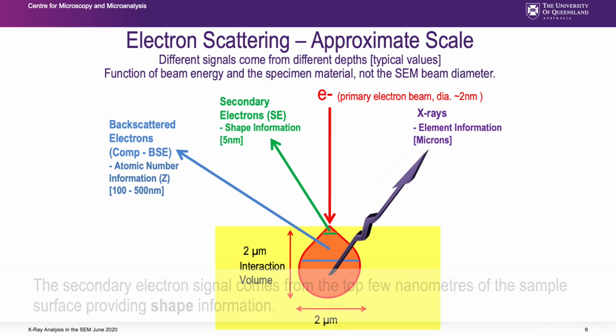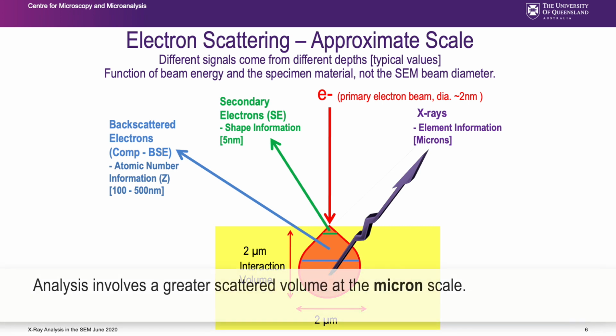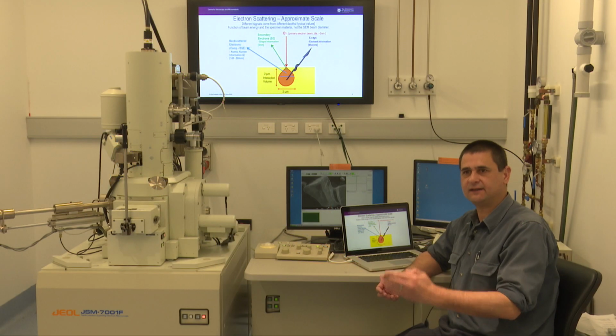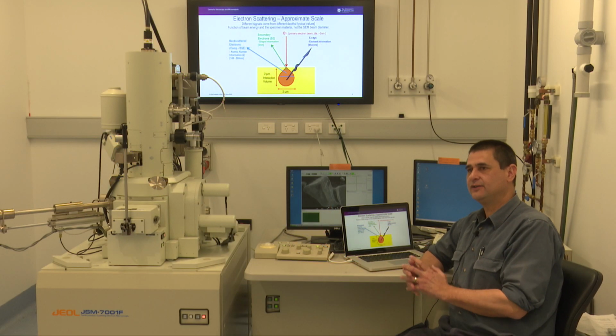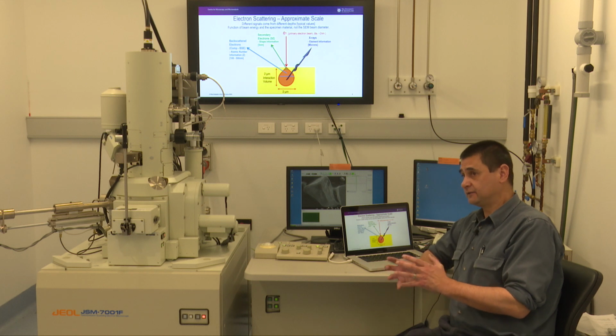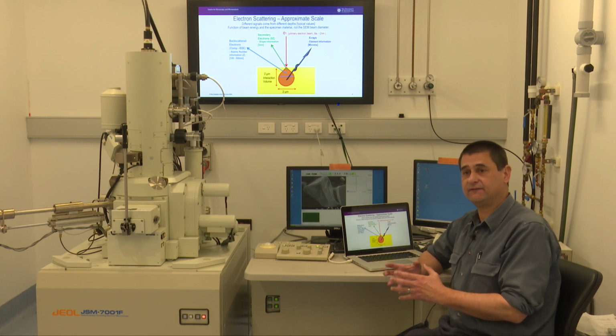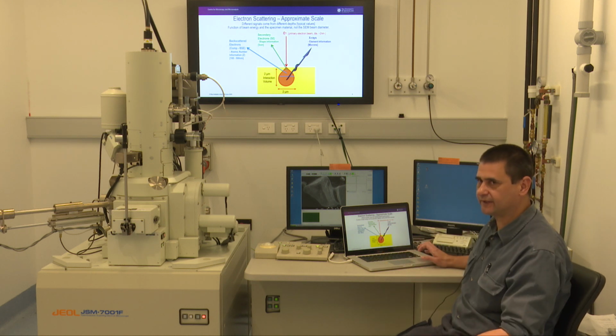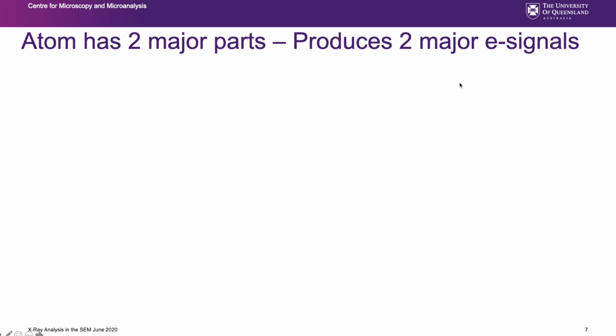As soon as we want to do analysis, even though the beam diameter is still the same, we're now analysing from a greater scattered volume. We're suddenly doing microanalysis at the micron scale. Notice it's called microanalysis, it's not called nanoanalysis. That's one of the things you need to know: you shouldn't analyse anything too small because you're now getting information from multiple different materials. Scale is very important. We've got two electron signals, the secondary signal and the backscatter signal.